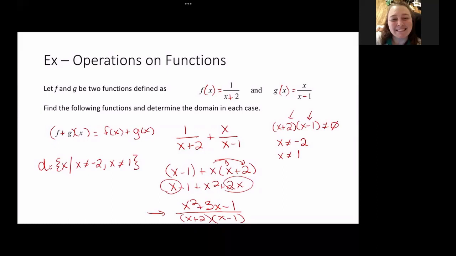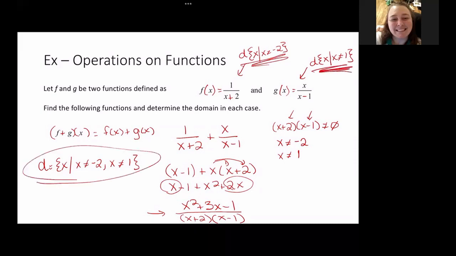Now, one thing to notice is that the domain here is x, such that x cannot be equal to minus 2. And the domain here is x, such that x cannot be equal to 1. So we took this domain and that domain, and that's what our final domain is of the two added together. So it's something that you might be able to take a look at.